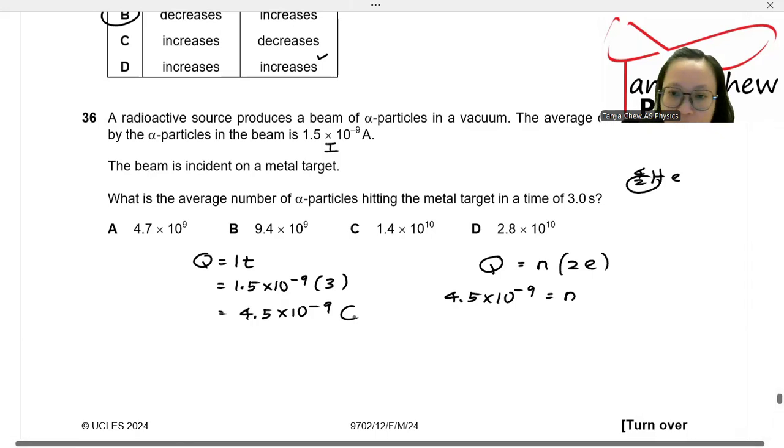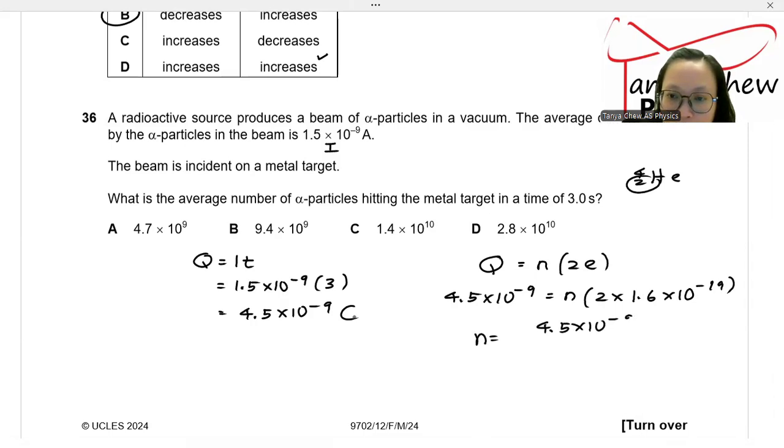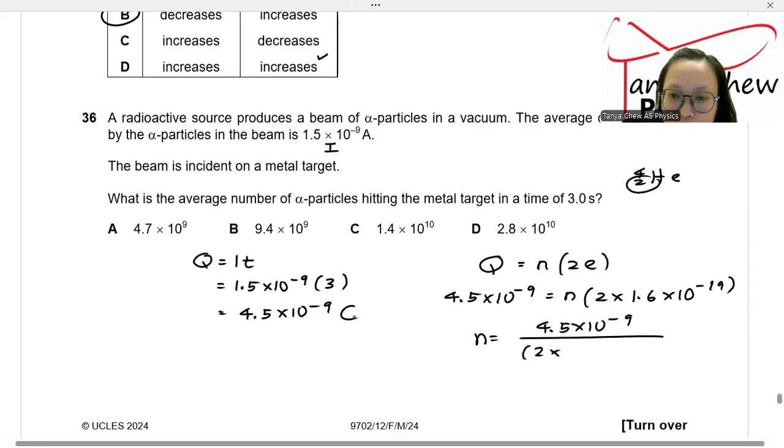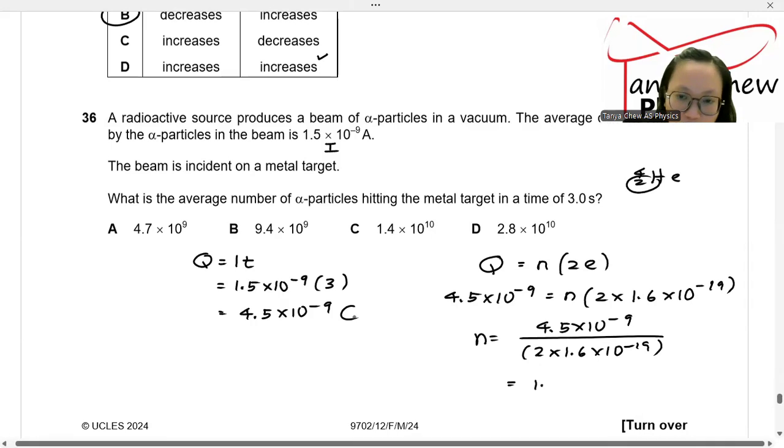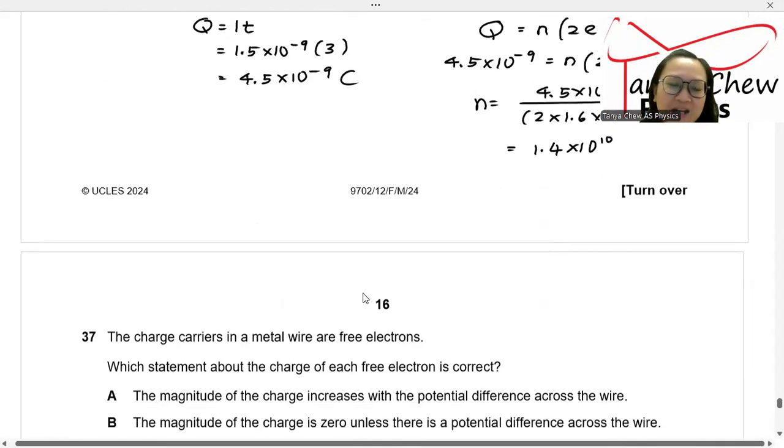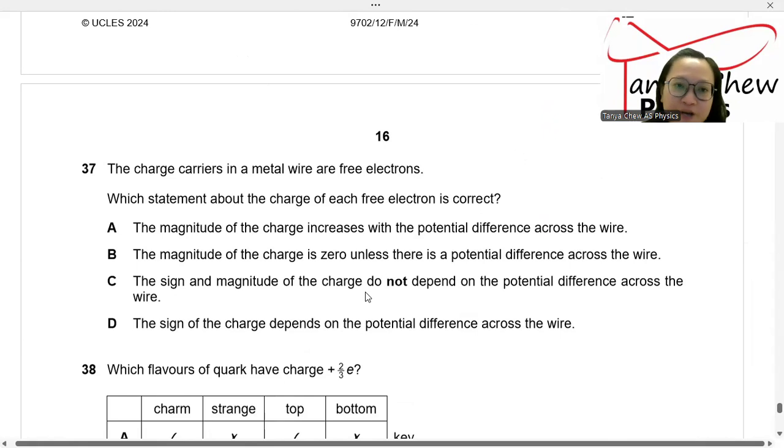Number of alpha particles, I don't know, but I know the charge of an alpha particle, this is it. Now n is equal to 4.5 times 10 to the power negative 9 divided by 2 times 1.6 times 10 to the power negative 19. So the answer should be 1.4 times 10 to the power of 10. There's no unit for the number of alpha particles. It's just a number.